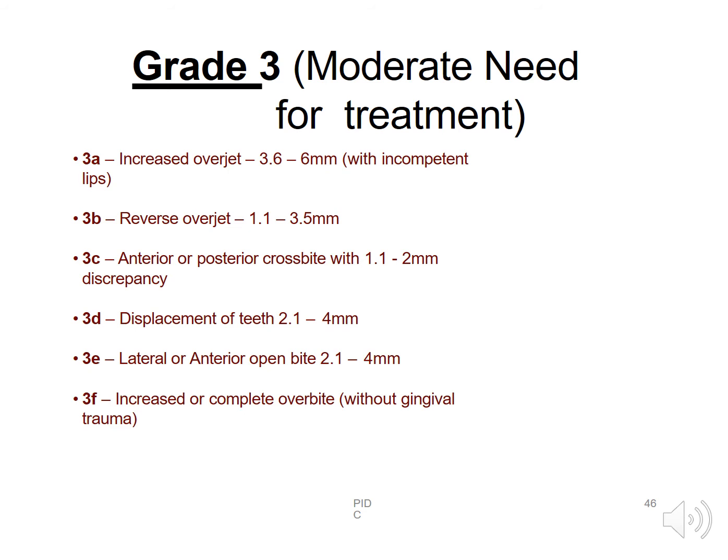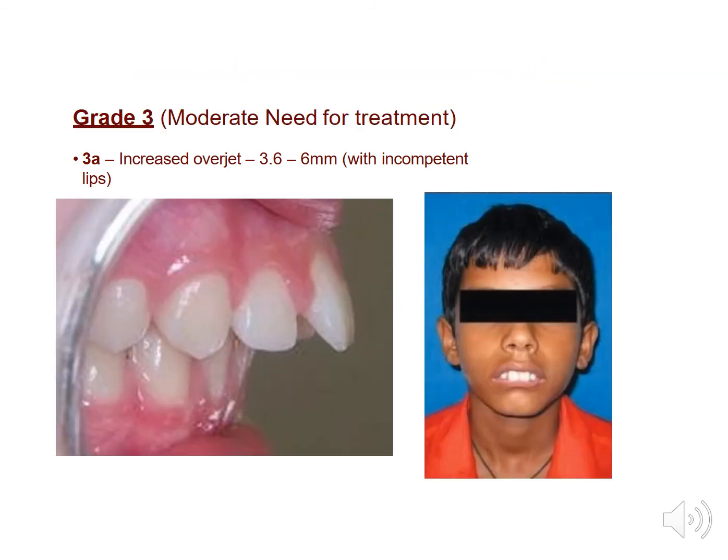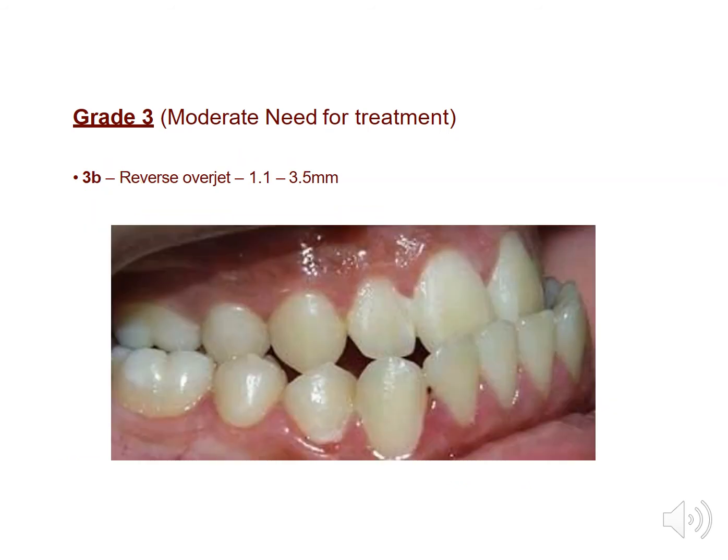Now we will look at this classification one by one. This is 3A, increased overjet up to 6 mm. The main difference from 2A is that for 3A, the patient presents with incompetent lips. This is 3B, reverse overjet, up to negative 3.5 mm. So we can see from this photo the reverse overjet.